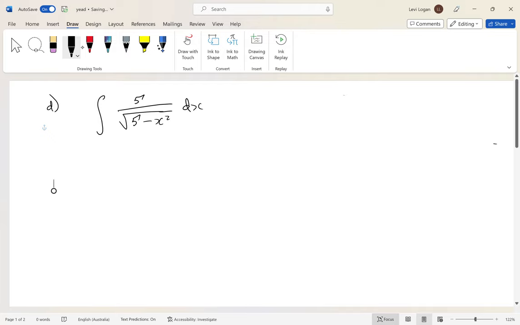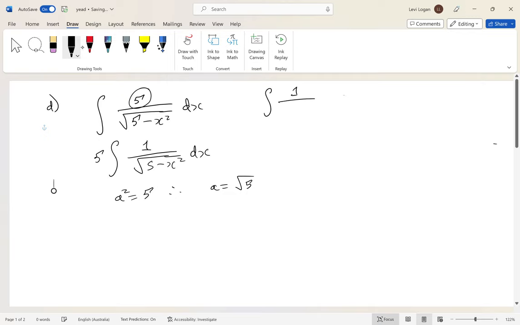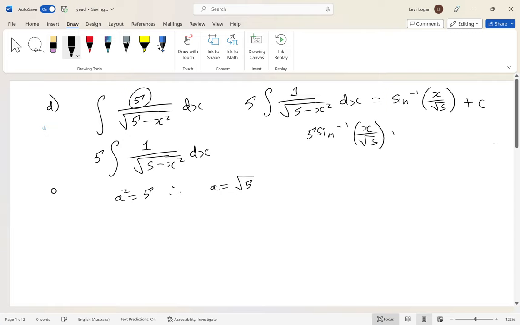Alright, all we gotta do is, we've got a constant up here, so we take the constant out the front, and it's a very familiar integral. Our a squared is 5, therefore a is equal to root 5. Hence, the integral of 1 over the square root of 5 minus x squared is equal to sine inverse of x over root 5. But we have a 5 here, so we need to have a 5 here. Sine inverse of x over root 5 plus c. Alright, cool. Let's try another one.